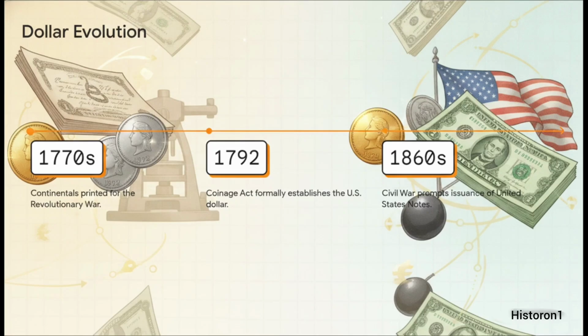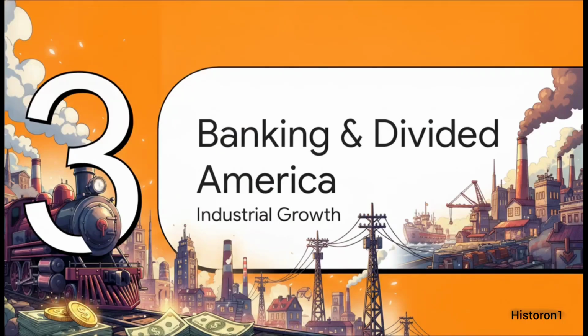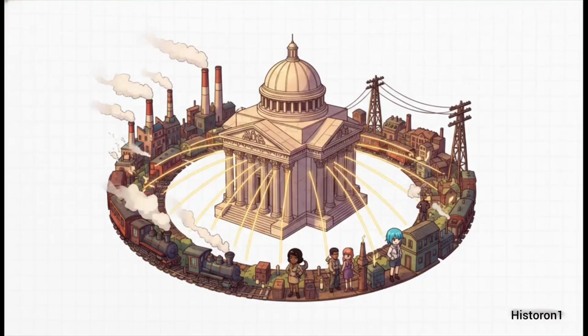So, through major national crises, the dollar was continually transforming and really solidifying its role. Part 3. Banking and a divided America. Industrialization and centralization. As America moved through the late 19th century, explosive industrialization, we're talking steam trains, rapidly growing cities, massively expanded the economy. To manage this incredible new economic scale, a major structural shift was required.